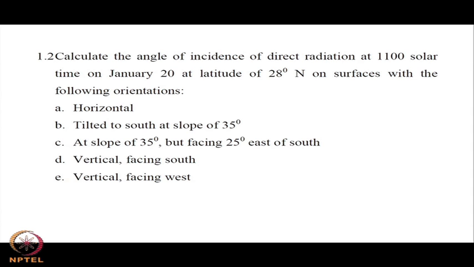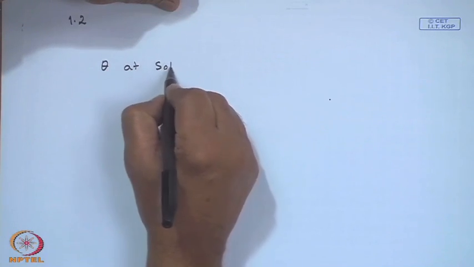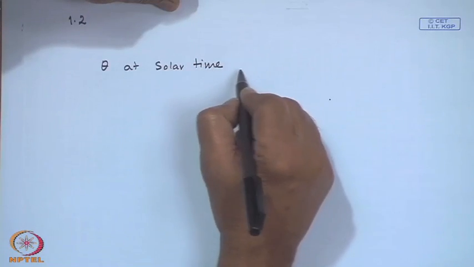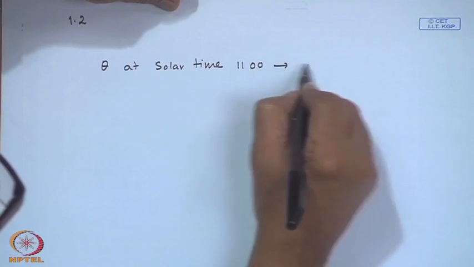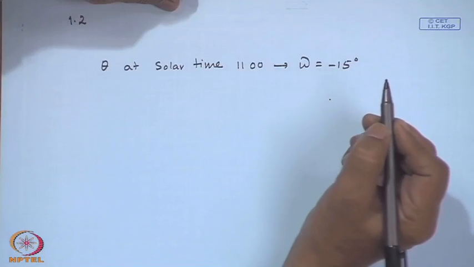So, theta at solar time 11 o'clock, that is right, which corresponds to omega equal to minus 15 degrees.